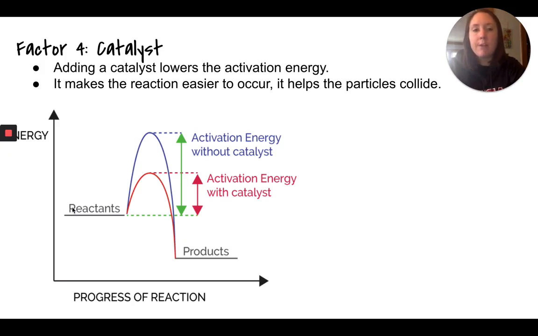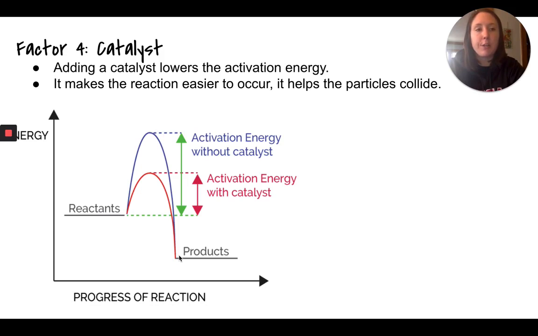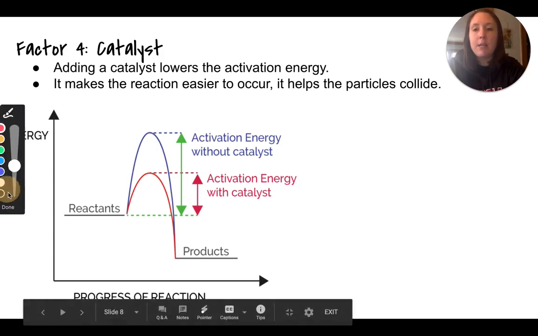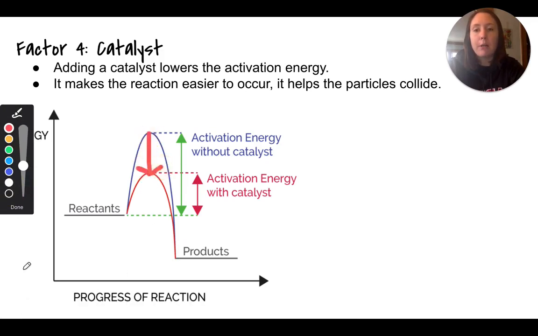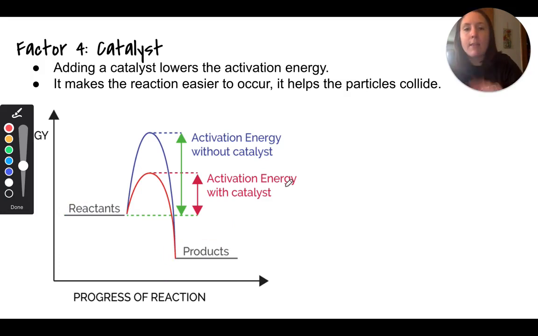So on this graph here that we've seen before a couple times, reactants to products, typically you have to overcome that activation energy before it can turn into a product. What a catalyst does is it simply lowers that barrier. It makes it easier for the reaction to occur. It doesn't change anything about the reactants or the products. It simply provides another path for the reaction to occur.